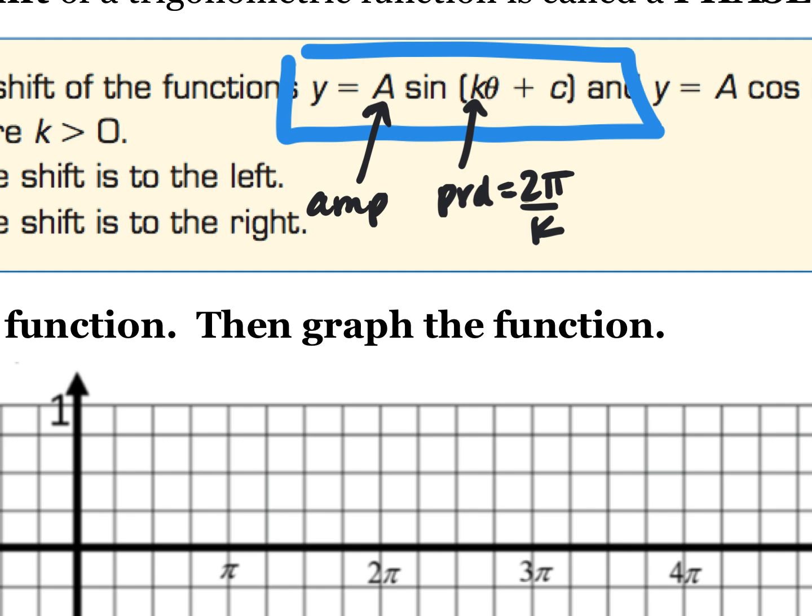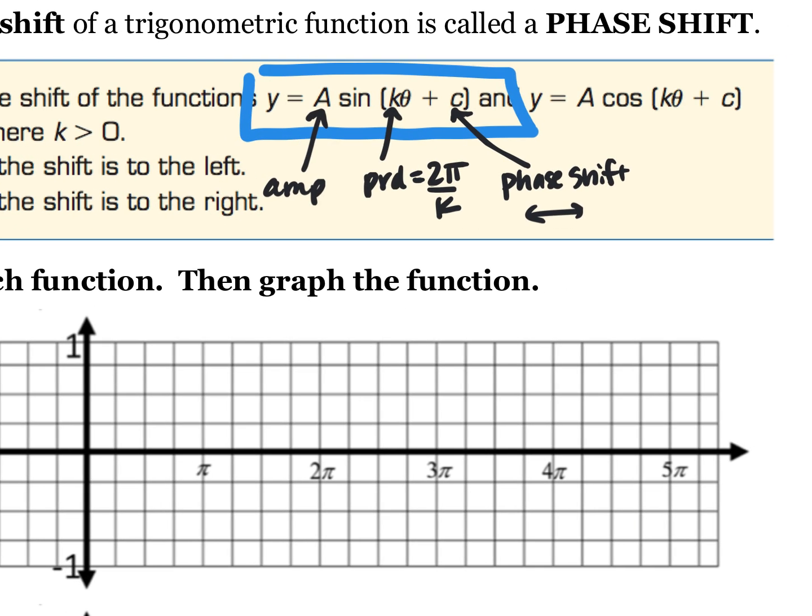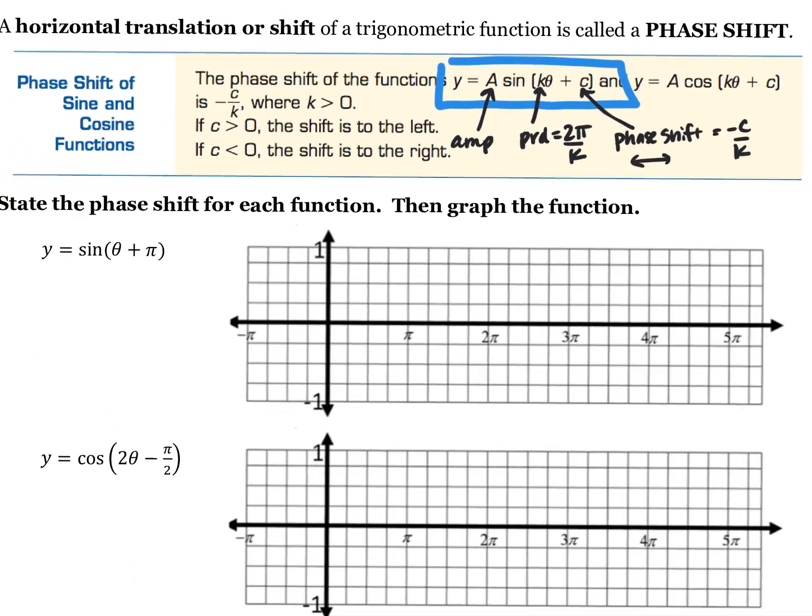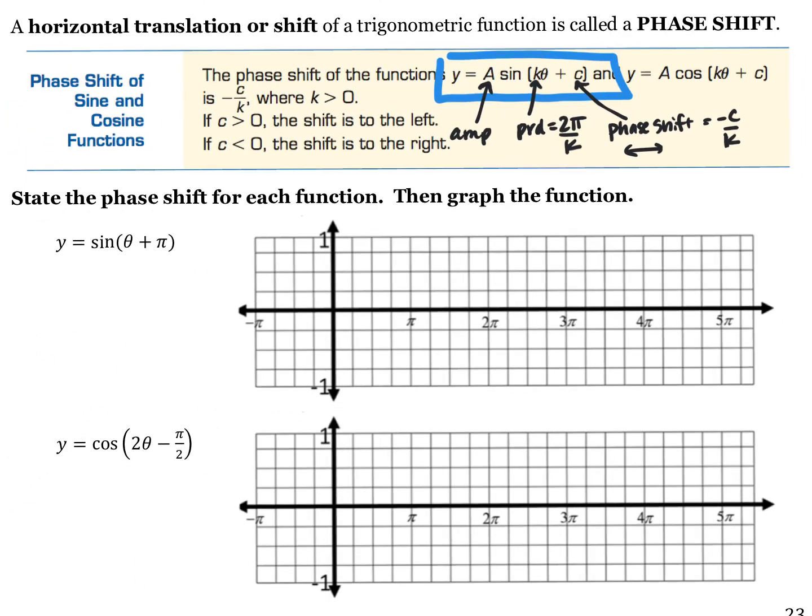And then lastly, C deals with this new thing called the phase shift. Phase shift just moves things left and right. The equation for phase shift is negative C over K. I want to skip the thing I did above because honestly, in the past I think it confuses people. So right here, can we apply this info to this graph?